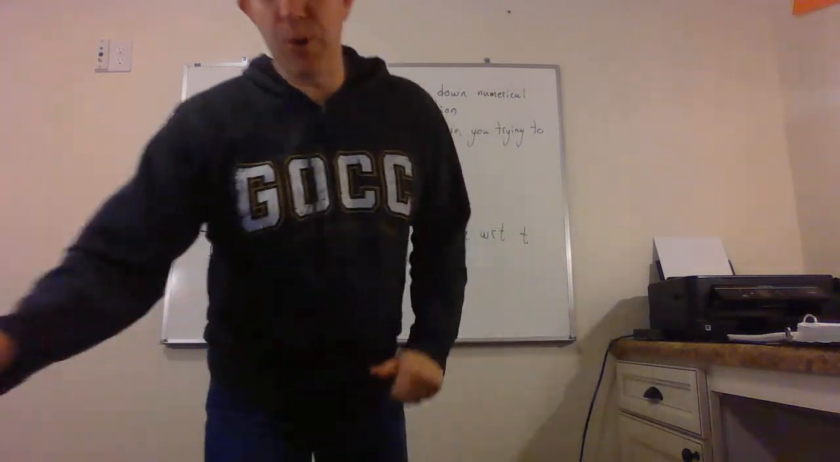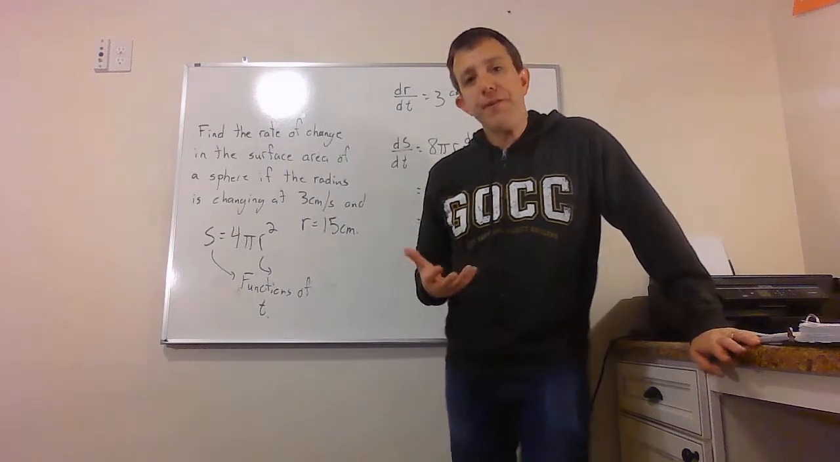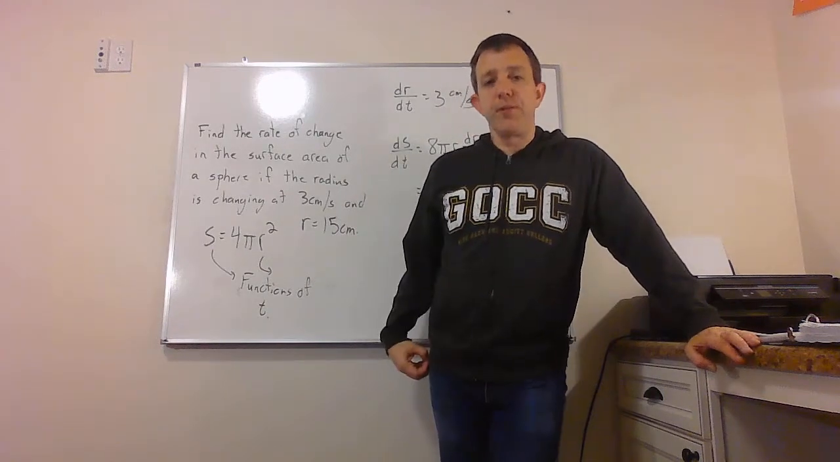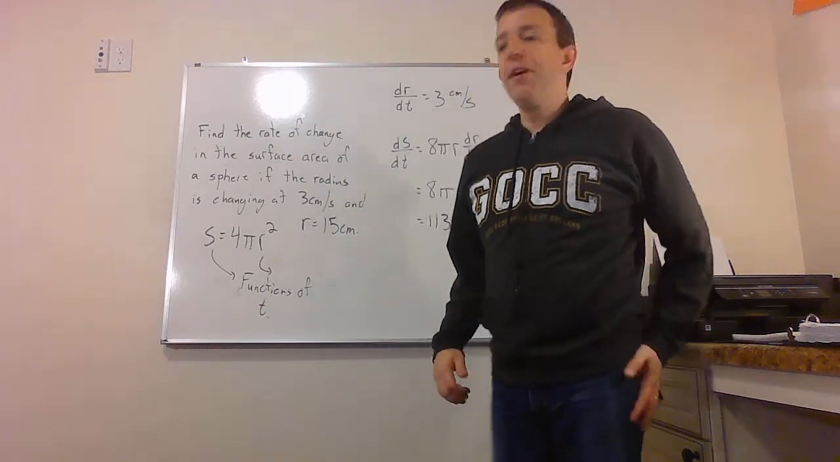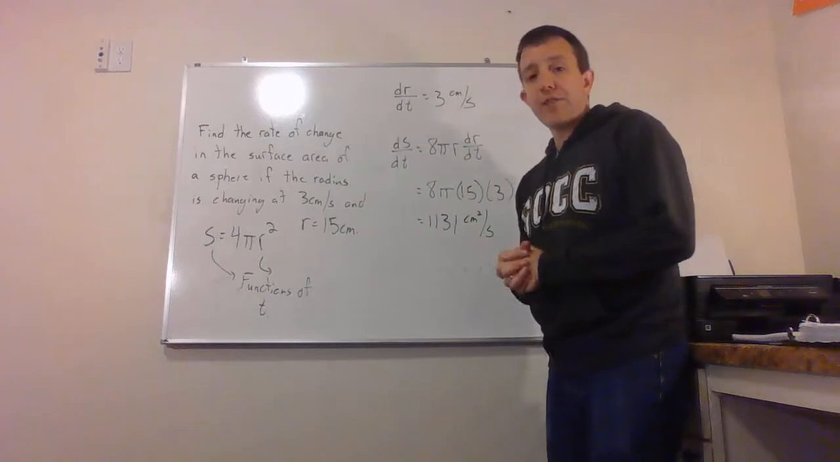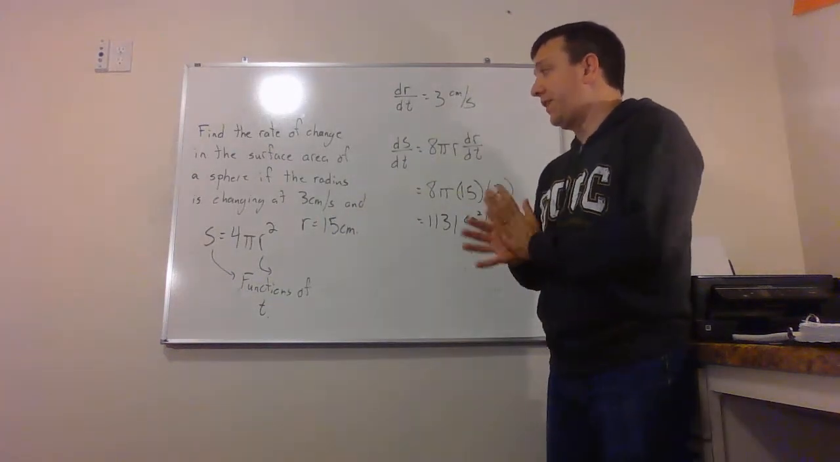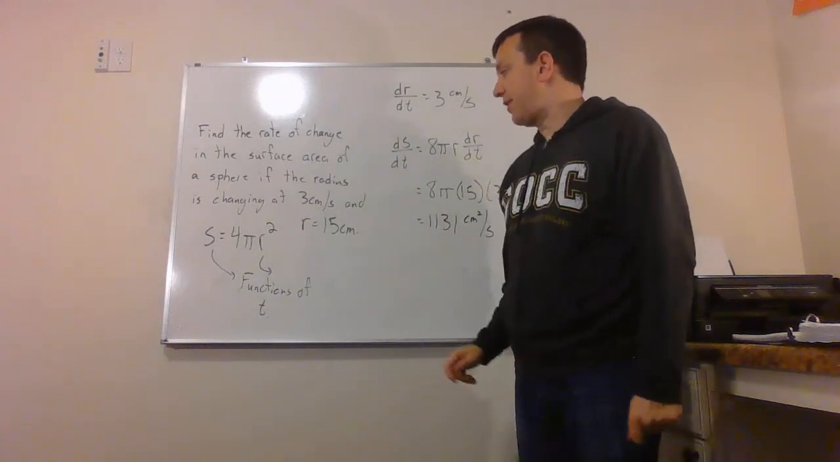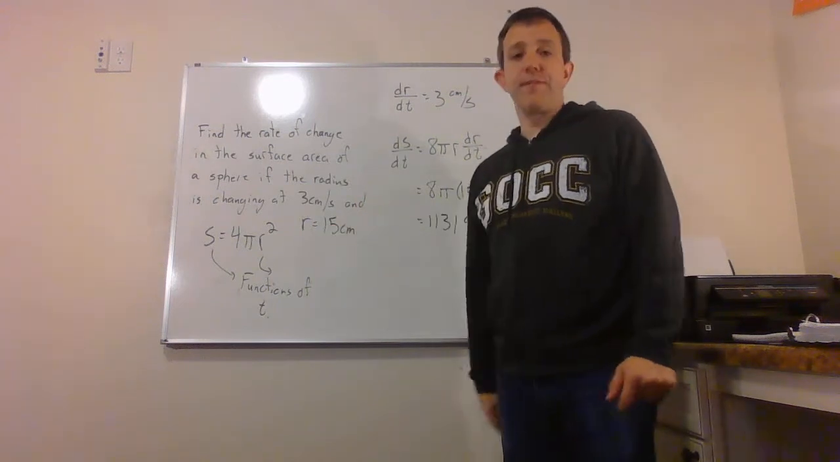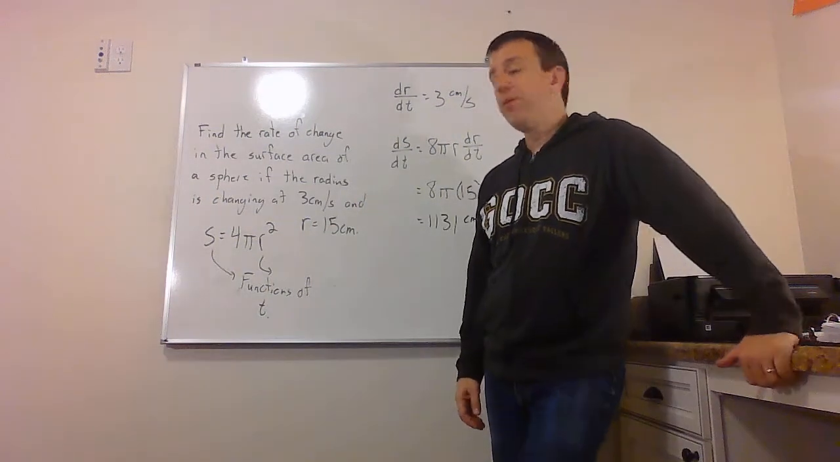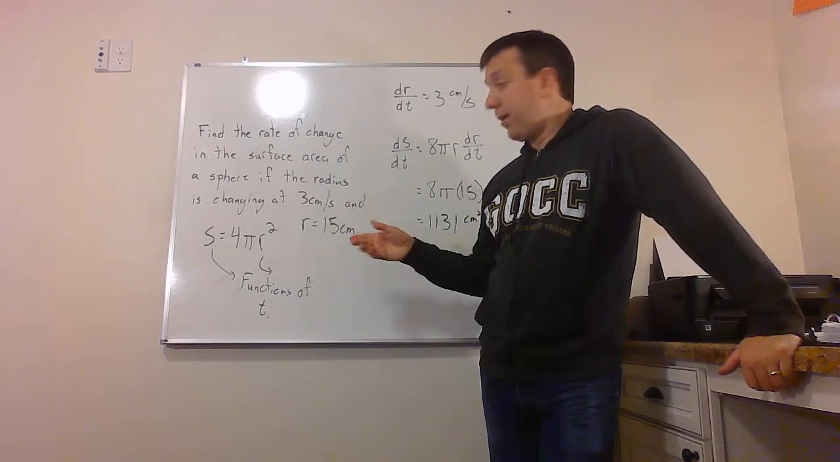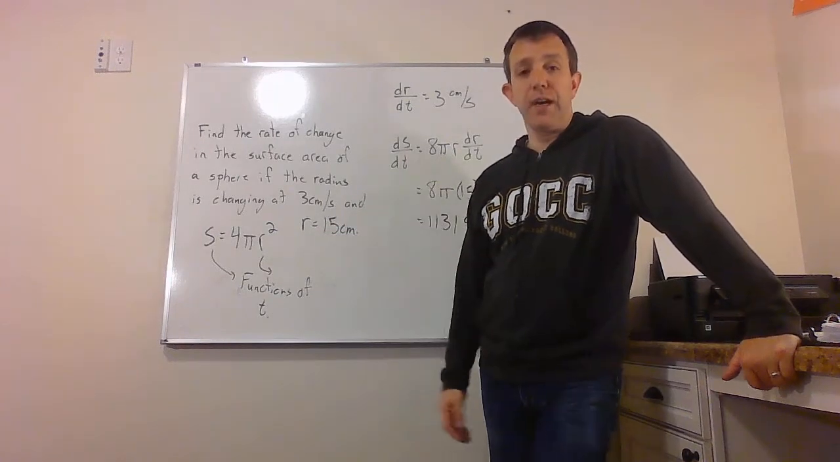So let me get a new board. All right, so our first example fit nicely on the board, so I won't have to split the example in half. All right, so we want to find the rate of change in the surface area of a sphere if the radius is changing at 3 centimeters per second and the radius is 15 centimeters. Okay, so it makes a big difference how big that r actually is.